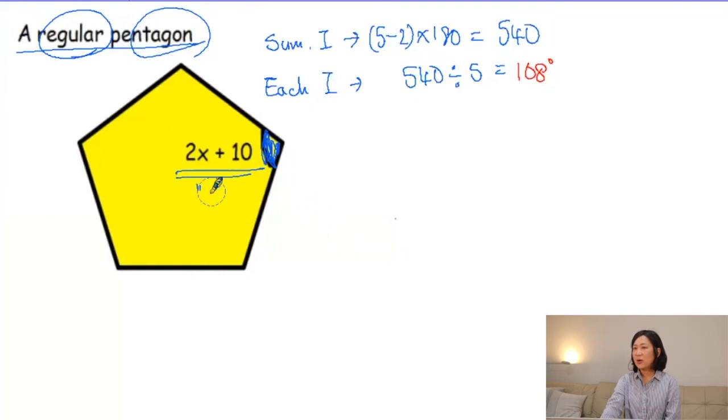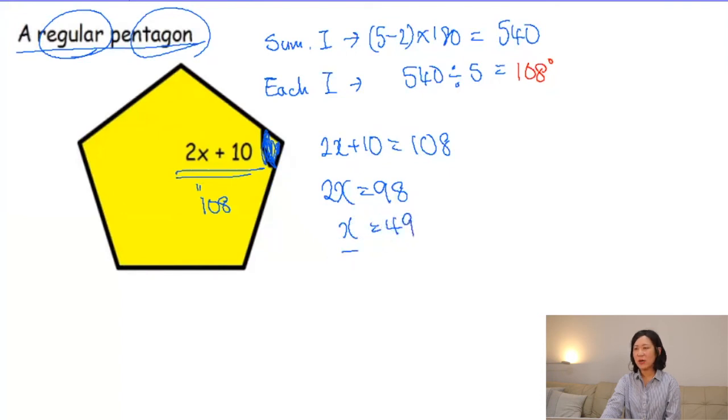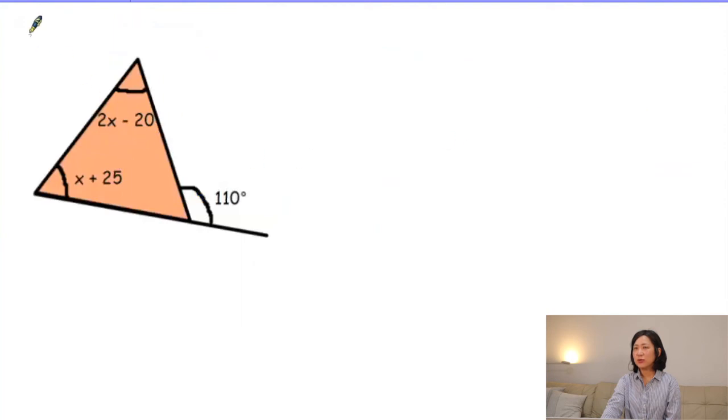Now that we know that 2x plus 10 equals 108, then 2x equals 98. Then x is 49 degrees. So our answer is 49 degrees. Now let's move on to the next one.